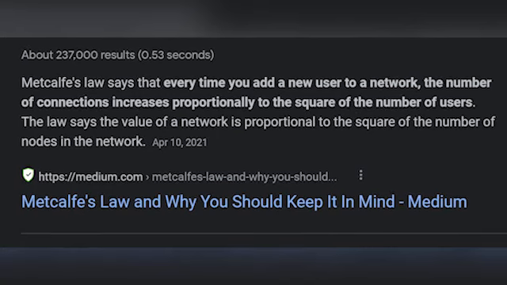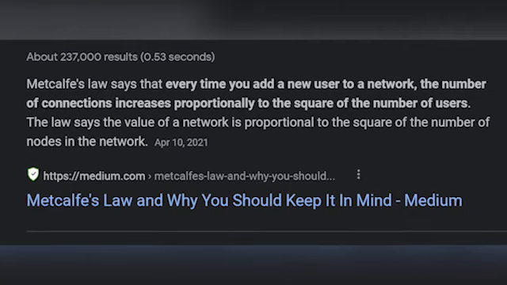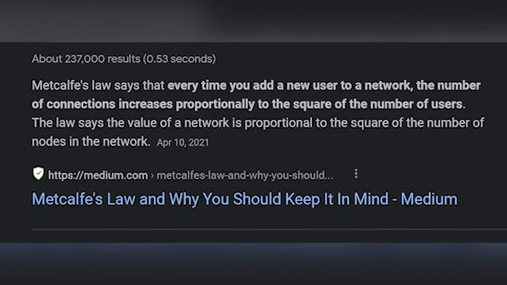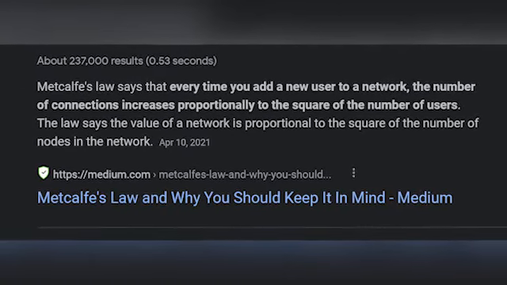In a nutshell, it's a principle that states that the value of a network is proportional to the square of the number of users on the network. Basically, the more people that are using a particular network, the more valuable it becomes. This law was first proposed by Robert Metcalfe, the inventor of the Ethernet, way back in the 1980s. He noticed that the value of a network increased exponentially as more people joined it, and he developed a formula to calculate this value. But don't worry, you don't have to be a math wizard to understand this concept.